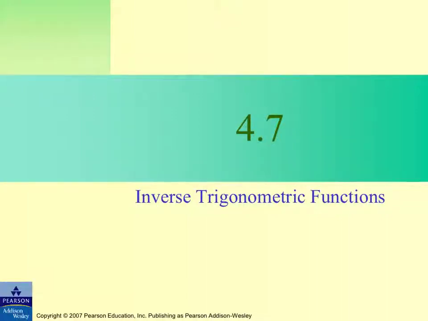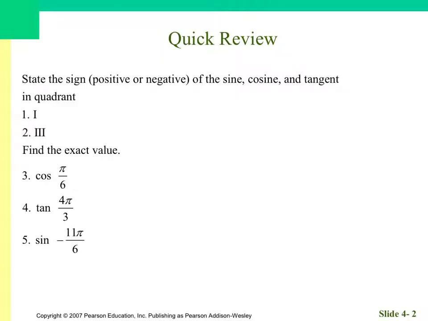Alright guys, today's goal: the learner will understand inverse trigonometric functions. State the sign, positive or negative, of sine, cosine, tangent in quadrant 1. So, quadrant 1, they're all positive. Quadrant 3: negative, negative, positive.